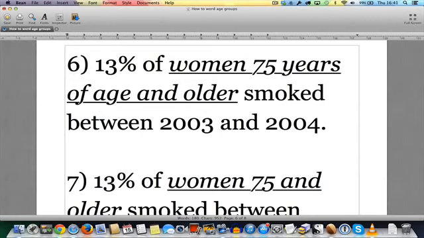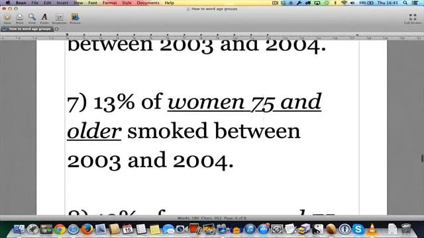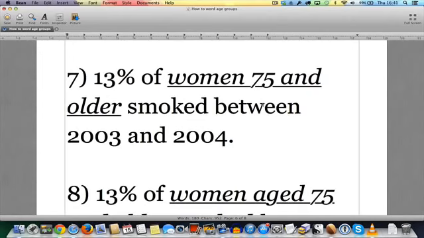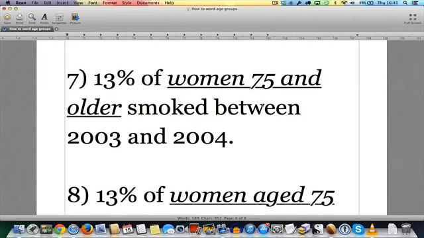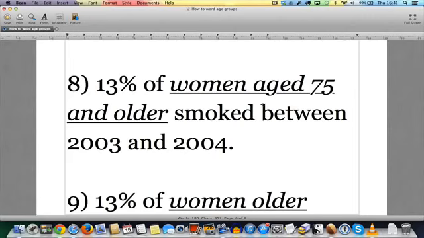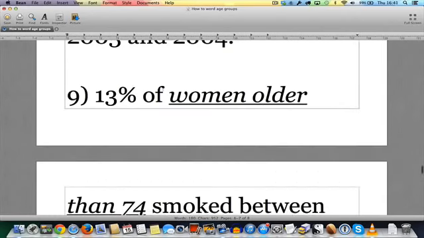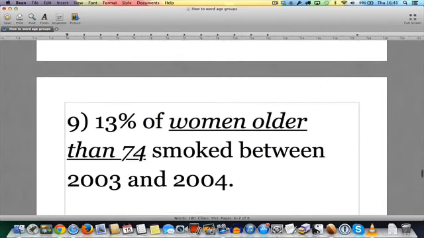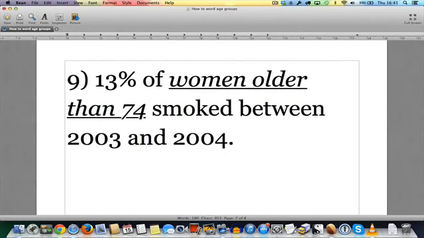And so we could word this: 13% of women 75 years of age and older smoked between 2003 and 2004. And again, I'm using the between here, as you see, coupling it with and. 13% of women 75 and older, which would also be grammatically correct, smoked between 2003 and 2004. 13% of women aged 75 and older smoked between 2003 and 2004. And 13% of women older than 74 smoked between 2003 and 2004.